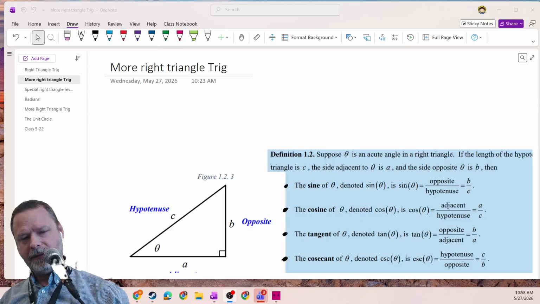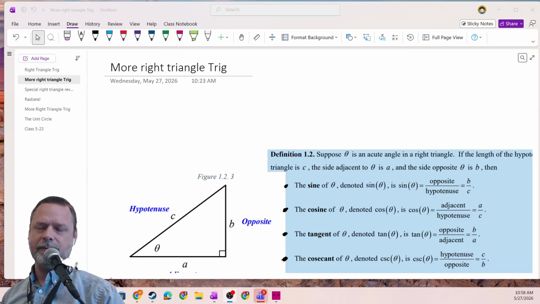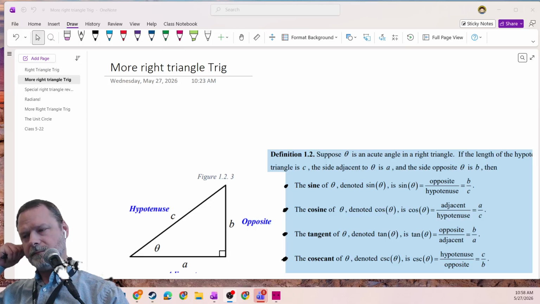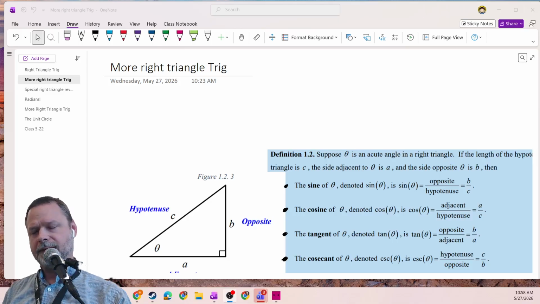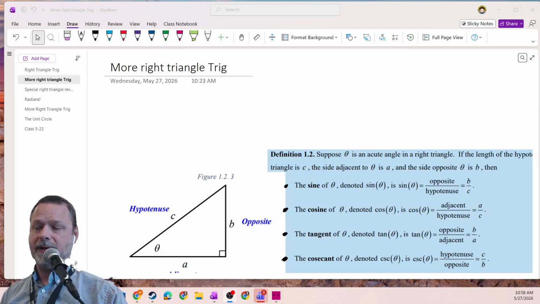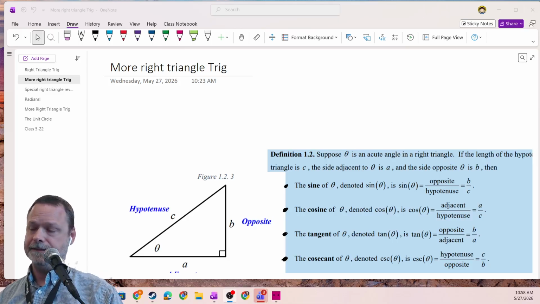Now we're doing a little bit of right triangle trig, and I have already covered the definitions of sine, cosine, tangent. I think we did a couple examples, and we did a little algebra with them. So I just want to cover three more trig functions, and they are also basic trig functions, and they're kind of just manipulations of the three I gave already.